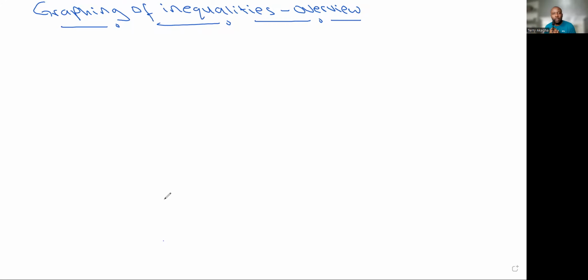So graphing inequalities allows us to visualize the region that will satisfy one or more inequalities. We either use a solid line or a dashed line, depending. We usually use a solid line when the line is included, and a dashed line means the line is not included. And we also shade to show all the values or region that satisfy that inequality.